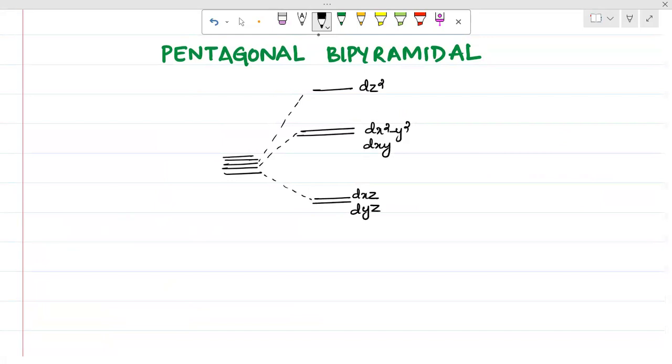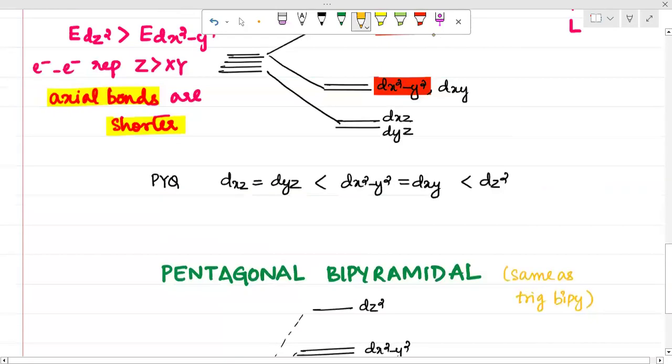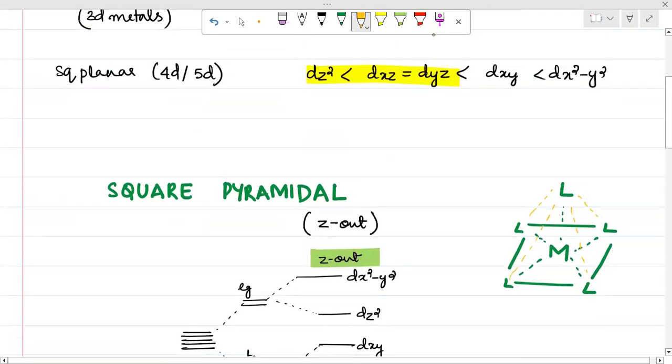Trigonal bipyramidal as well as pentagonal bipyramidal have got the same splitting. And what is the other one that we learned? It was square pyramidal, whose splitting was the same. So this is how you can learn, no way out. Okay, so that's done. Now the next one is square antiprismatic.